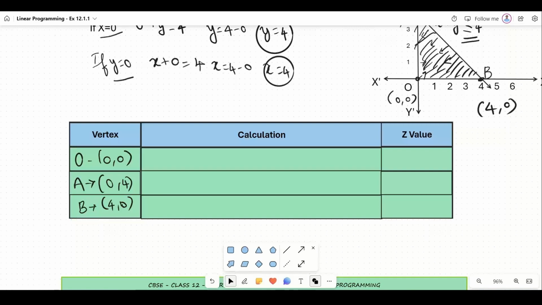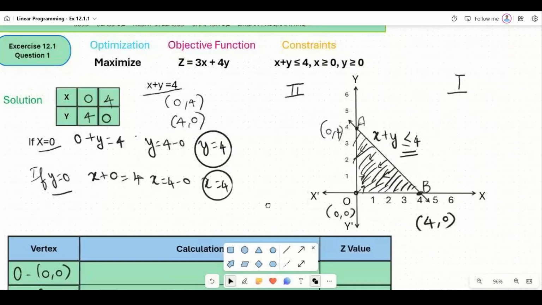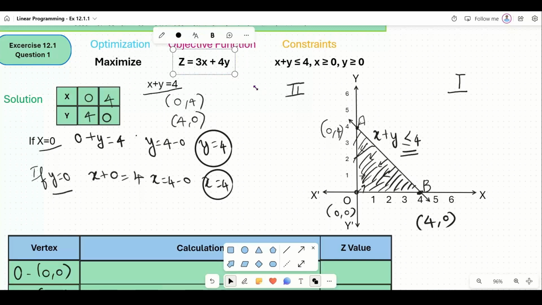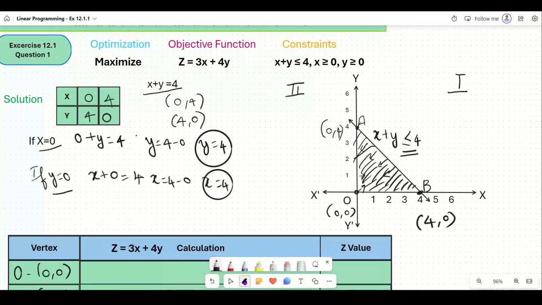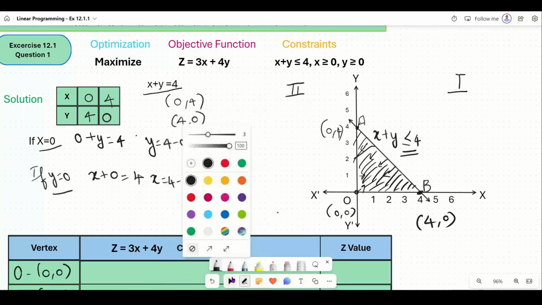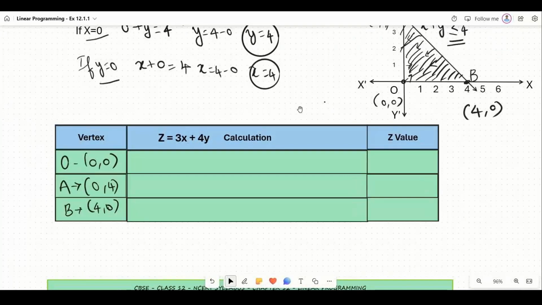So now we have the calculation formula which we need to use here. The formula is z is equal to 3x plus 4y. So this is the formula that we have for this calculation, right? So let's use that formula for calculating the answer. Here if we substitute x and y with 0, it will be 3 of 0 and 4 of 0. Anything multiplied by 0 will be 0. So 0 plus 0 is equal to 0. So the value for z is 0 in the first vertex.